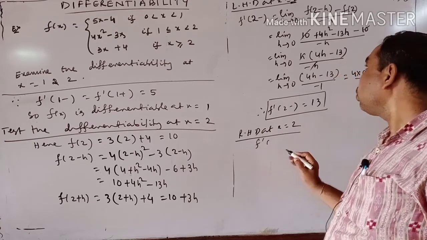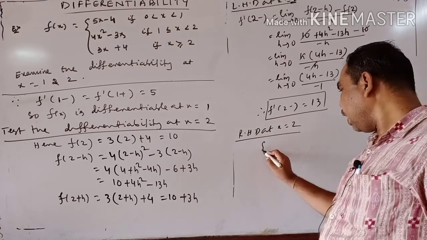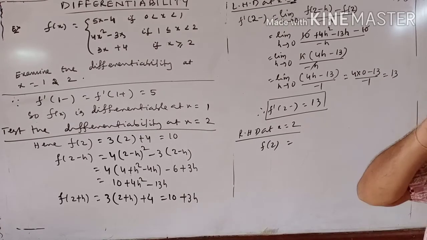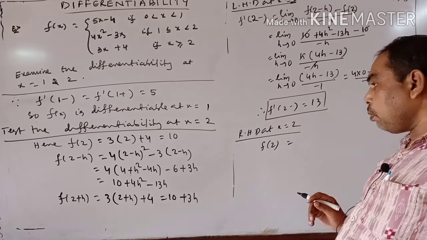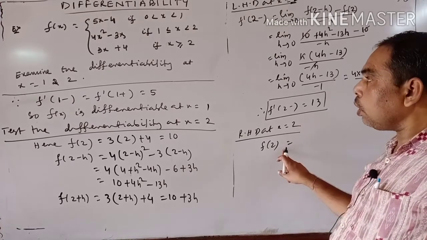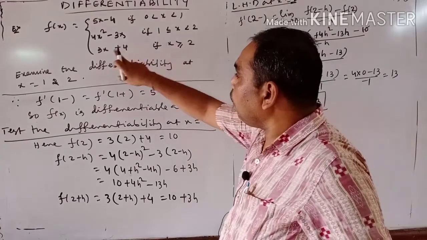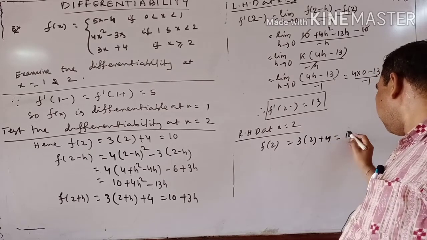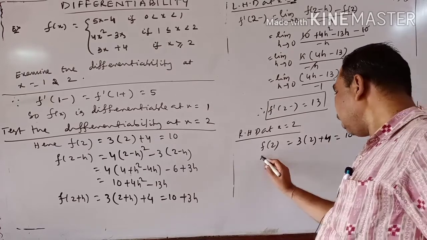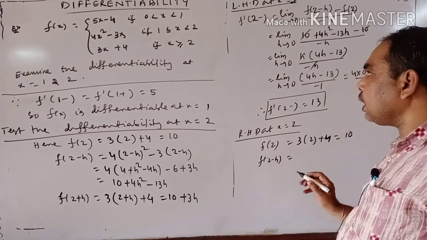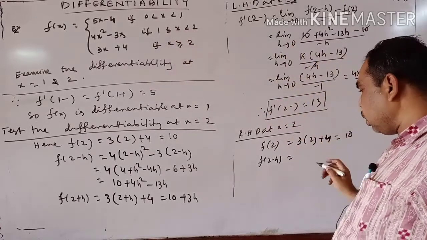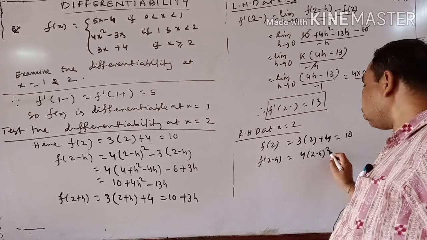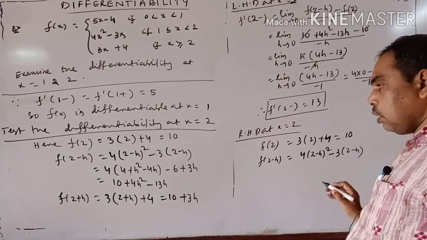Next, RHD at x is equal to 2. f dash 2 plus means limit h tends to 0 of f of 2 plus h minus f of 2 divided by h. So f of 2: when x is equal to 2, what is fx? 3x plus 4. 3 into 2 plus 4 is equal to 10. Next, f of 2 minus h. 2 minus means x is less than 2. Put here: 2 minus h means 4 into 2 minus h whole square minus 3 into 2 minus h.